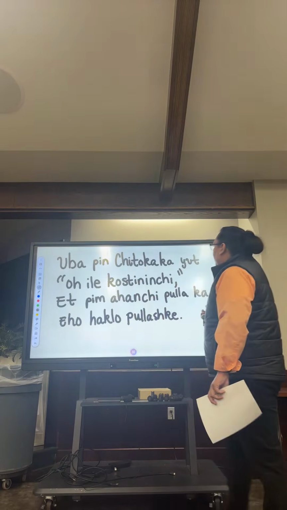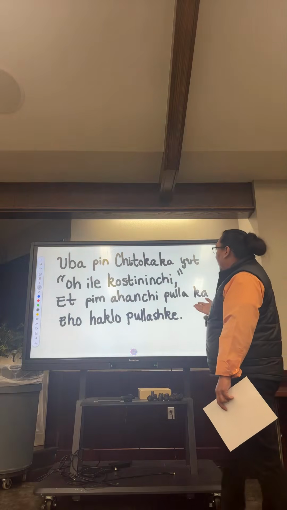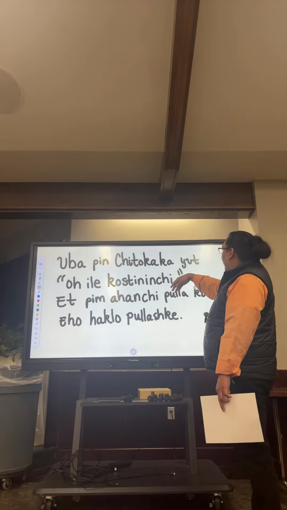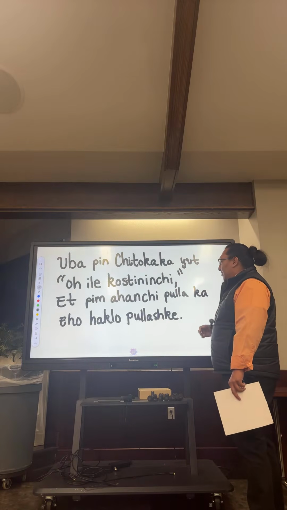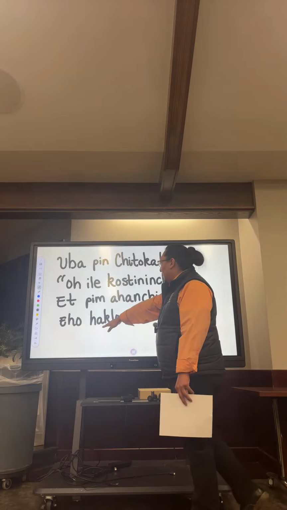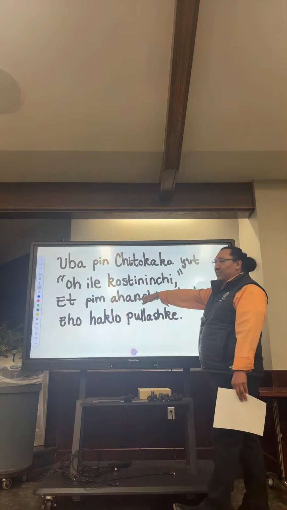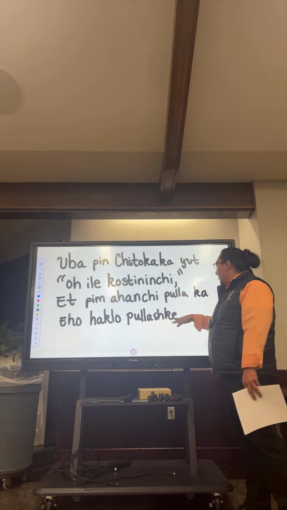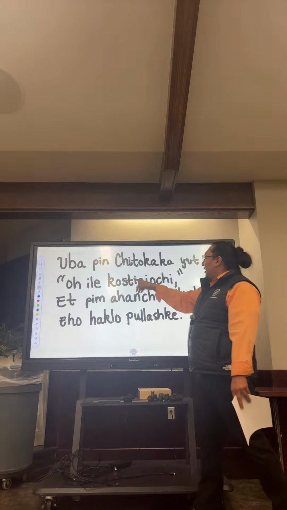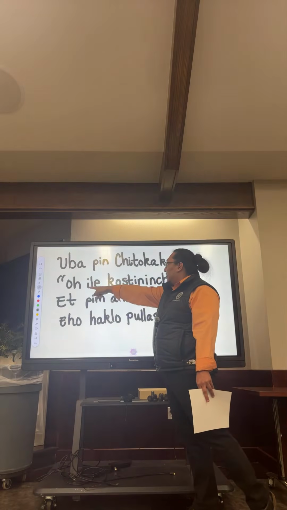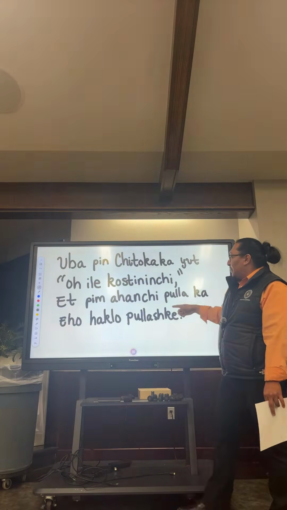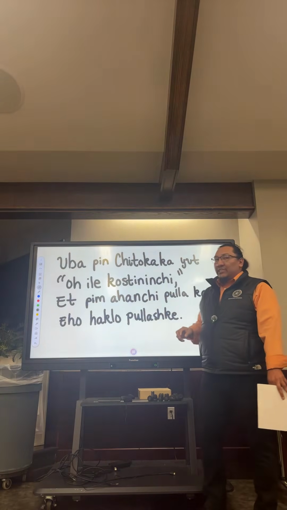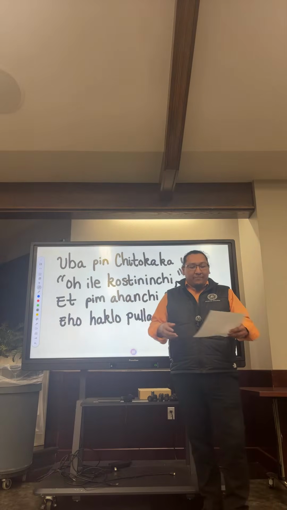Okay, so yeah, we know there's Chito, but it doesn't really mean big in that sense. And then Yat, that's one of our subject markers. We have Haklo, then we have a variation of Achi, and then we got these words Pulla and Pullashki. And we have Pi, O Ili Kostaninchi. We have this word eat, him. And so now we're going to take a look at what those mean.